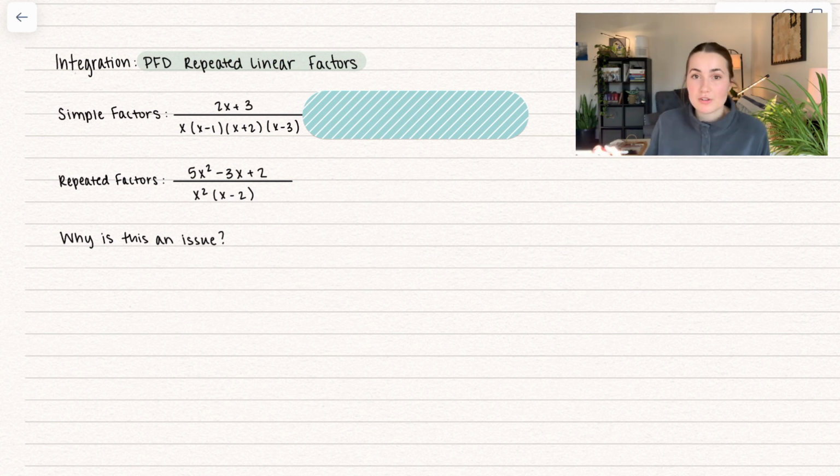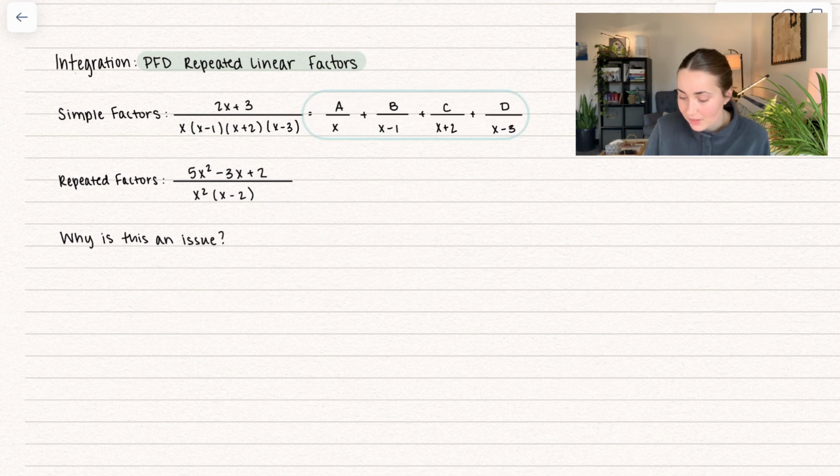So when we use partial fraction decomposition, we just split them up evenly. We have some scalar A, some scalar B. You go all the way down for as many simple factors as there are. So what's a repeated factor? It's when we have a repeated term. So right here we have x squared. So we have x and x. The question is, why is this an issue and why can't we just do it normally?